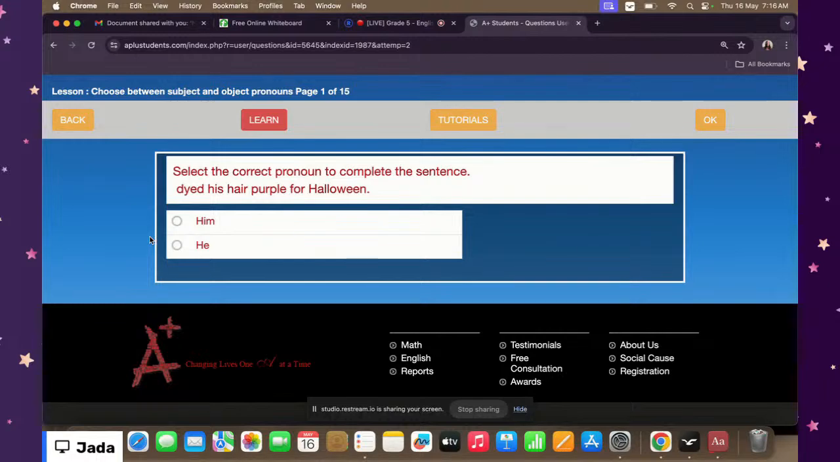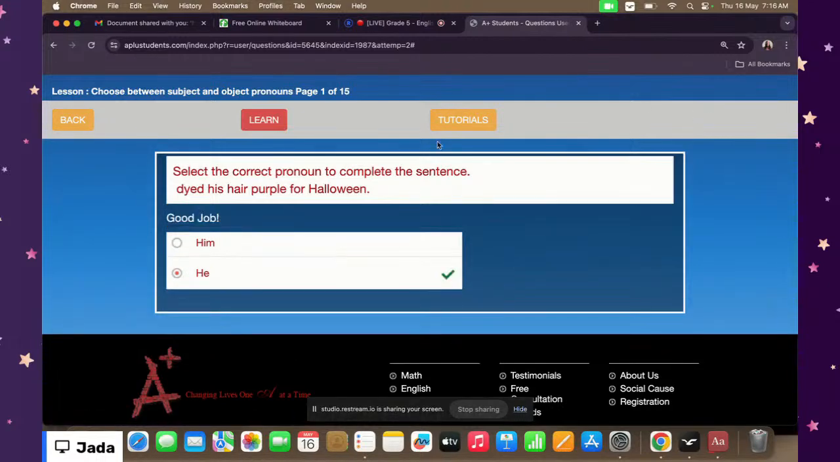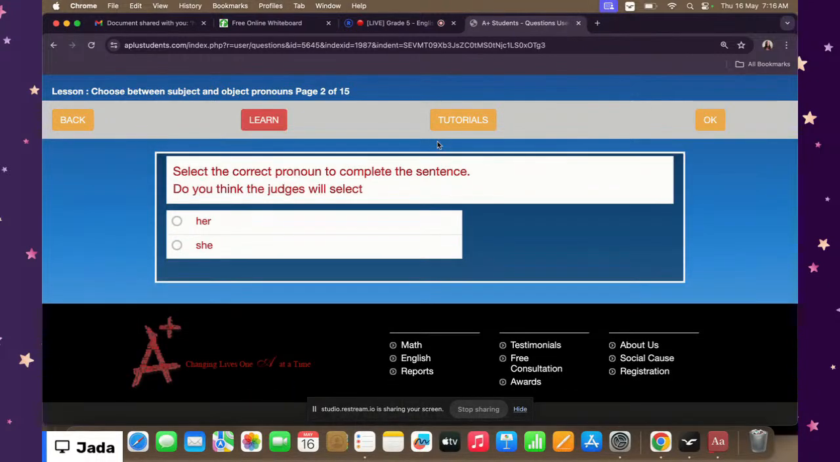So moving on to this test. Select the correct pronoun to complete the sentence. Dyed his hair purple for Halloween. So which of the above? He is the correct pronoun. So he dyed his hair purple. All right, good. Perfect. Now we also have, do you think the judges will select her or she? Which of them?